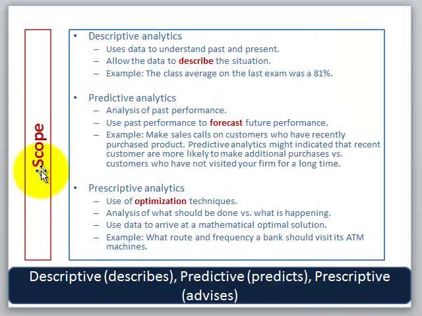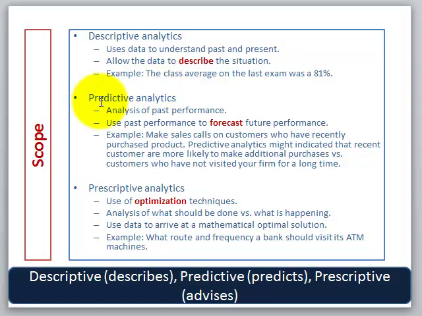The last item on lesson 1 is the scope. 3 types of analytics. Descriptive analytics describe the data. An example would be the class average on the last exam was an 81. It's not predicting anything. It's not advising me of anything. It's just describing what is.